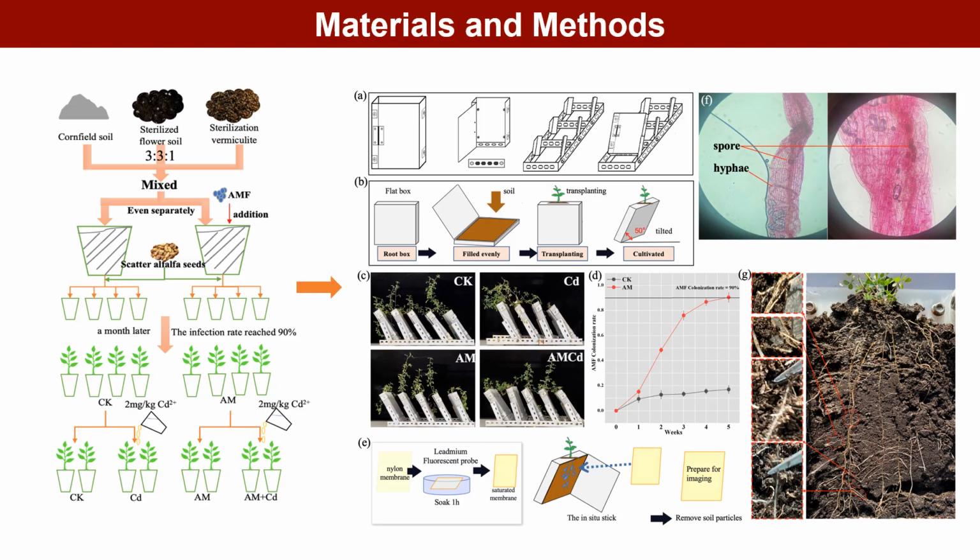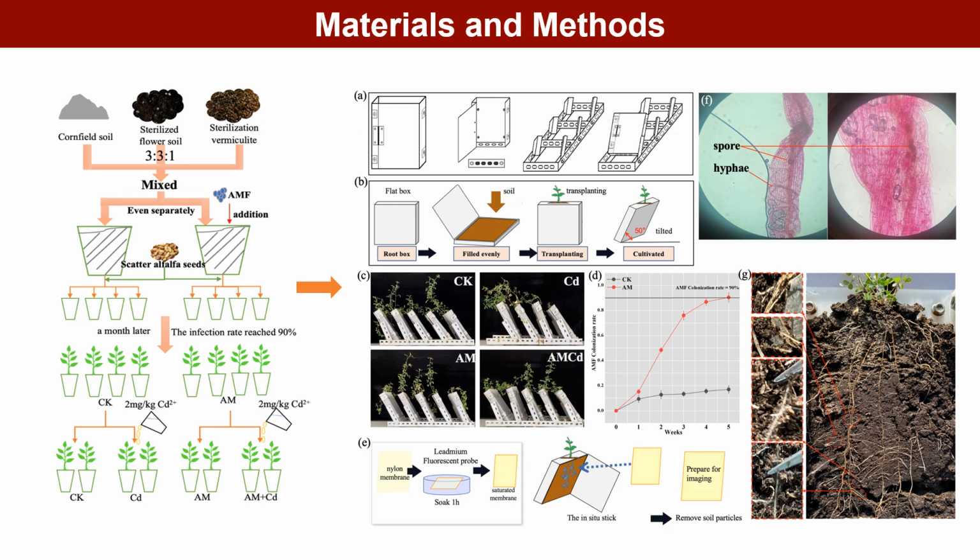The next is the method. A composite medium was formed by mixing cornfield soil with flower soil and vermiculite. Then AMF bactericide was added for 2 treatments and loaded into a root box. When the root fraction reached 90%, cadmium was added, and a total of 4 treatments were formed, namely CK, CD, AM, AMCD, continuing for 25 days.